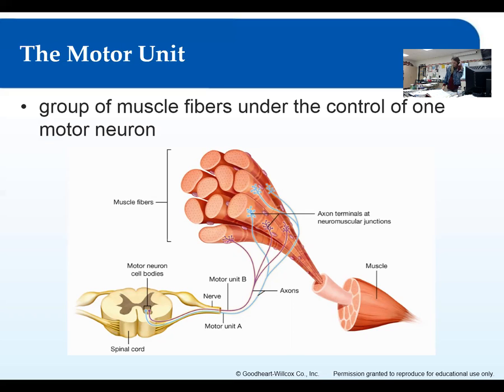It says the small muscles responsible for finely tuned movements, such as those in the eyes and fingers, have small motor units with few fibers per unit. And large, powerful muscles, such as those surrounding the hips, have large motor units with many fibers. Does that make sense? Okay.